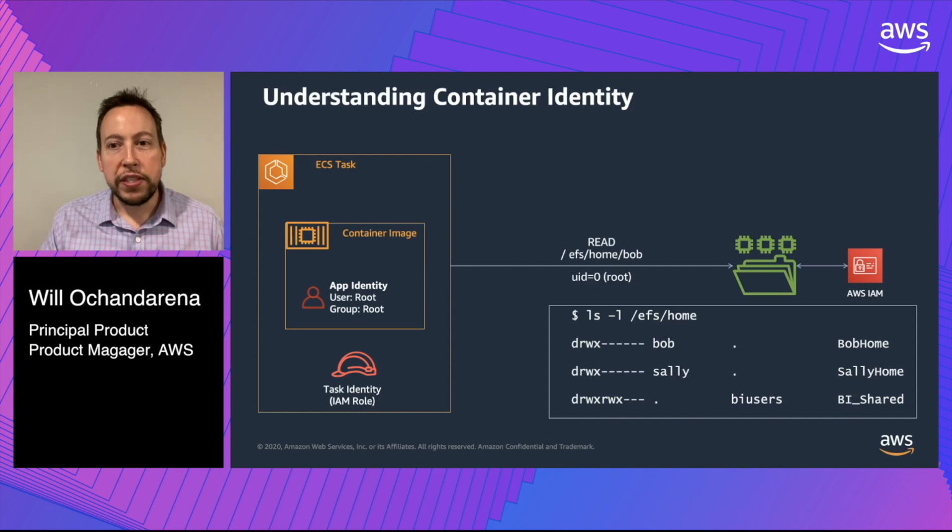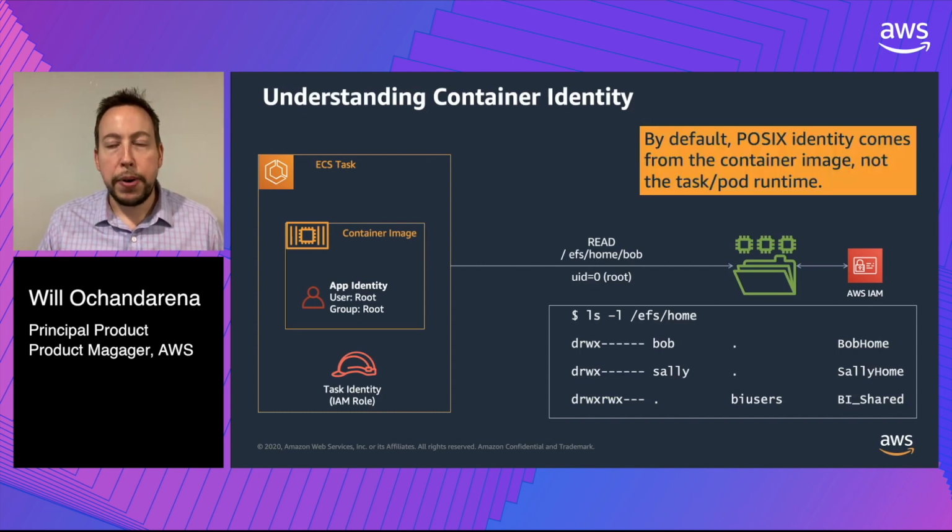And what we see here is that by default, the POSIX identity, the user ID and group ID, come from the container image, not the runtime of the task or pod, which is really important to keep in mind because a lot of times what you're going to be doing is running containers you find in Docker Hub, running containers someone else in your company built. So this is an important thing to keep in mind. The container identity is from the container's perspective, not the runtime of the pod or the task or whatever the entity is that's running that container.